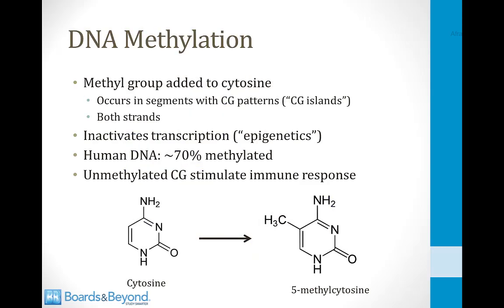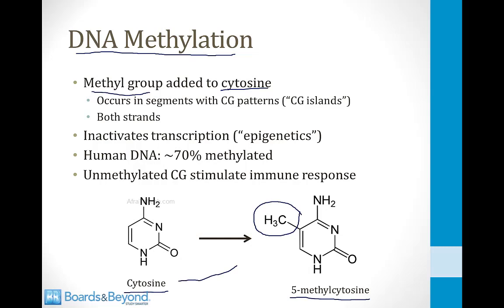There is a phenomenon in DNA that you should be familiar with called DNA methylation. When this occurs, a methyl group is added to the base cytosine. So if you look at the bottom of the screen here, on the left side is the structure of the base cytosine. On the right side of the screen, I've shown 5-methylcytosine, and it has a methyl group added right here, and that's called DNA methylation. It's done to the cytosine base.